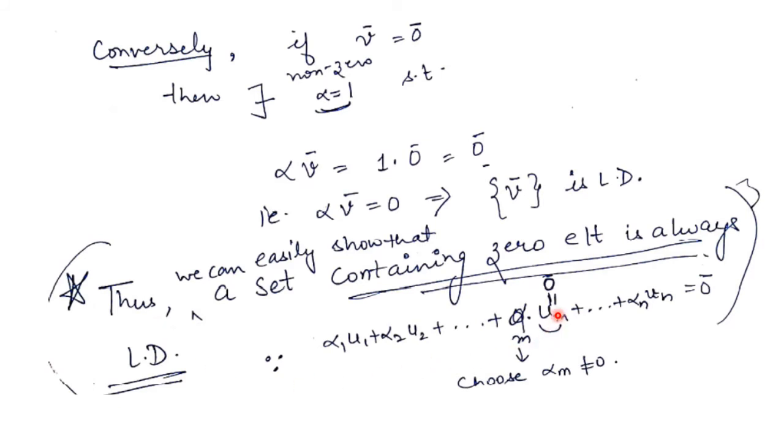Now just see why. Let's suppose our Um is 0. This is a set having the 0 element. We take its linear combination and equate it to 0. Now we can put alpha m to be any non-zero number, because Um is 0, and a non-zero number into 0 again gives you 0. So there exists alpha m which is non-zero such that this equation is 0. So this implies the set is LD. So any set containing the 0 element is always LD, linearly dependent.